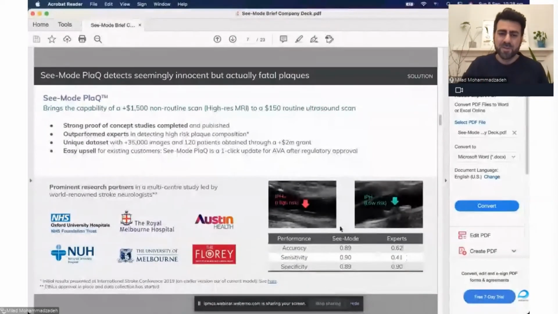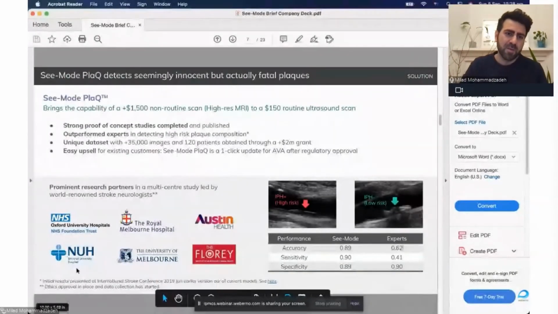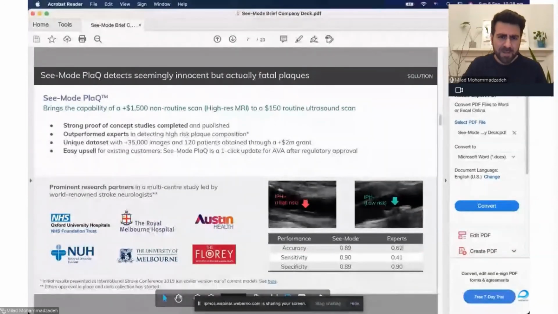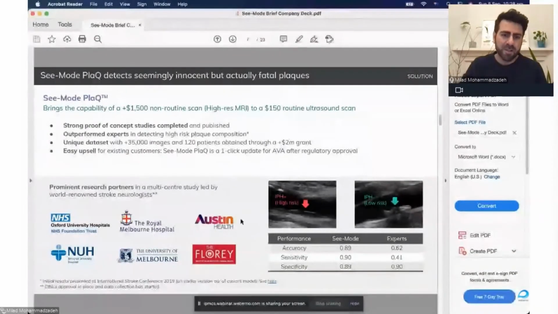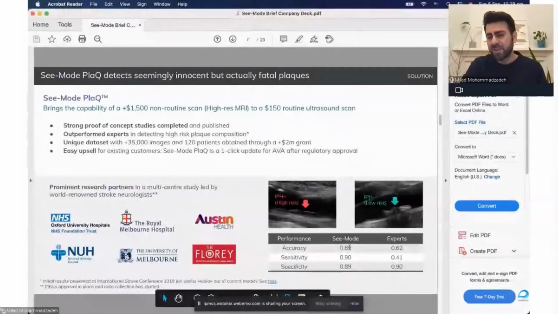But what we managed to do in a clinical study that we ran with National University Hospital in Singapore, and now with Oxford University Hospital in the UK, as well as Royal Melbourne here, as well as Austin here, is to train a machine learning model that can detect these high-risk plaques with high accuracy. So for example, in classification of IPH, we reached around 90% accuracy, which is a significant leap compared to what the clinician can make now.